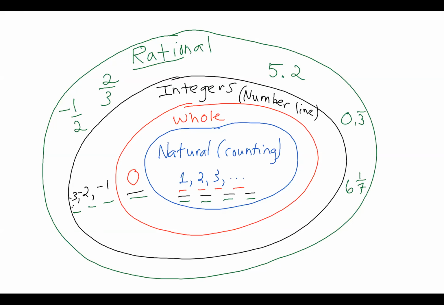Okay, so one more example. Let's see, say maybe the number -2. It's an integer and it's rational, but it is not a whole number and it is not natural. Okay, so just notice the different layers of groups here.